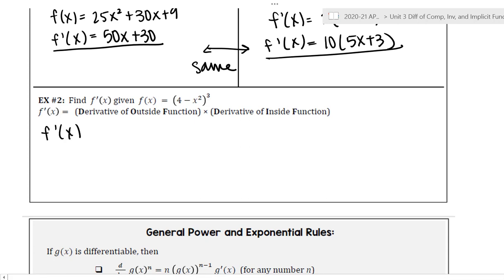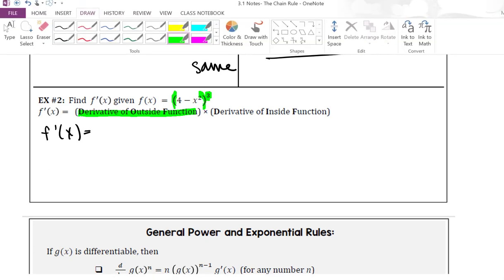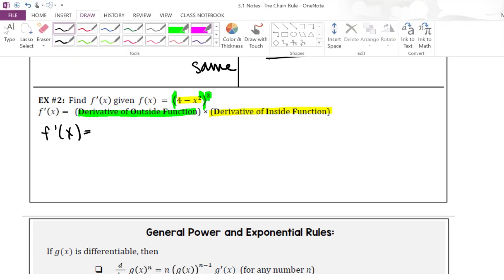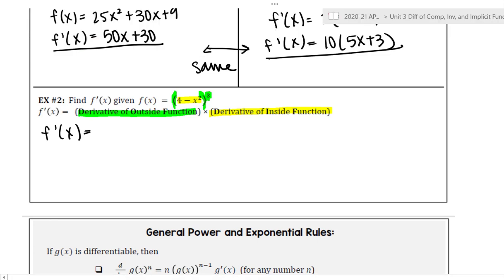I'm going to say f prime of x equals, so the derivative of the outside function, let's get some color coding going on here. That outside function is something squared, or cubed, my apologies, and then we're multiplying by the derivative of the inside function. So we don't touch the inside, and then we differentiate the inside. What this is going to look like is we're going to have 3 times (4 minus x squared) squared, and then we need to differentiate the inside function. So then we're going to multiply.